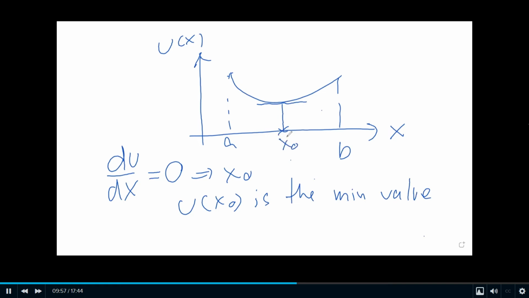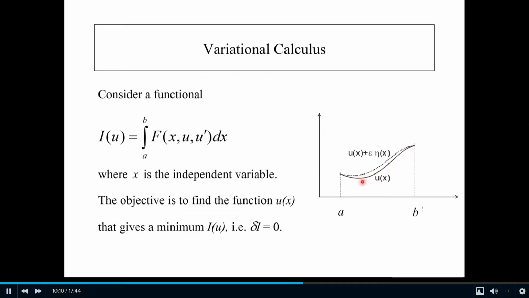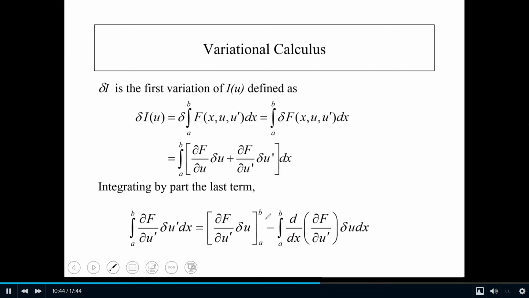But in variational calculus, you do not differentiate, you vary u and see what would give you a minimum value of I. To do that, we use the symbol delta I equal to 0. We vary u, because x is considered fixed, from a certain curve into another curve and then another curve, and see which curve gives you the minimum value of this I. To obtain that, you have to perform what we call the first variation of I and set it equal to 0.